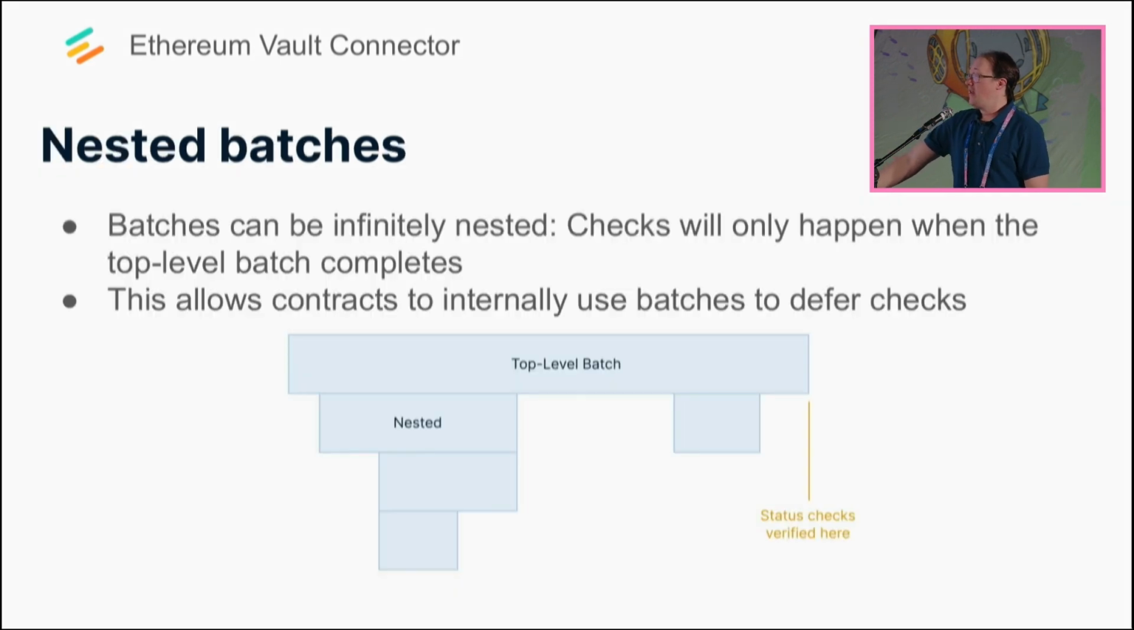Batches also support nesting, so that you can have batches created inside of another batch. The reason this is really useful is that contracts themselves can use batching for the purposes of liquidity deferral. So you don't need any kind of special casing on your contracts to take advantage of that. It's just built in there. You just always create a batch, and you know that the checks will happen at the end of your batch or later. The EVC guarantees it'll happen eventually.